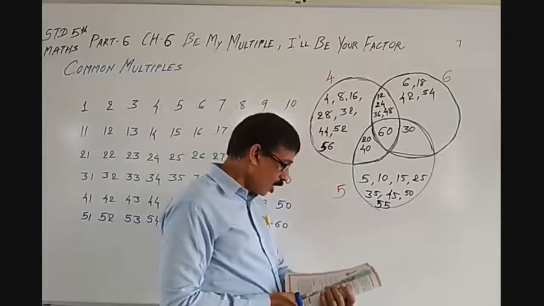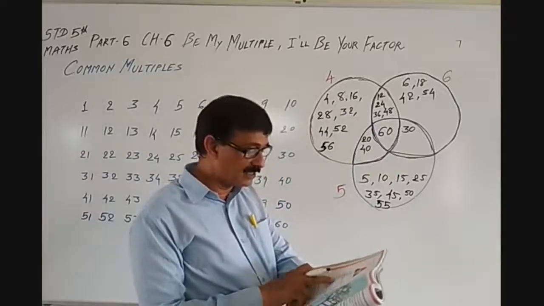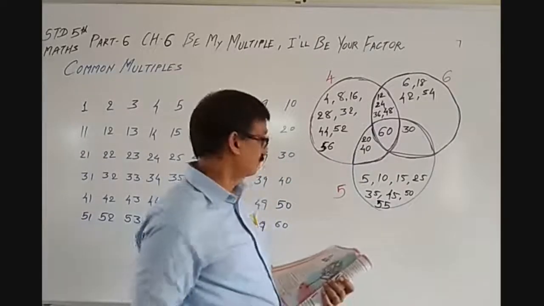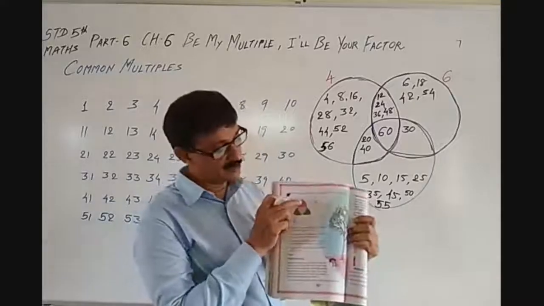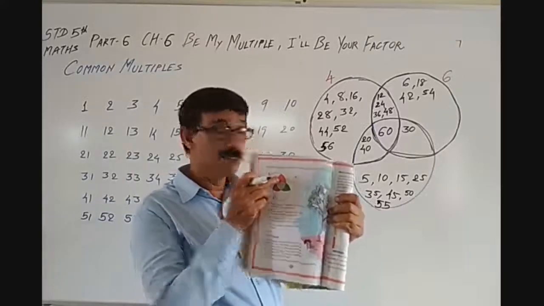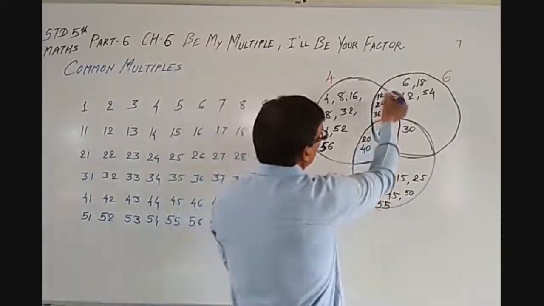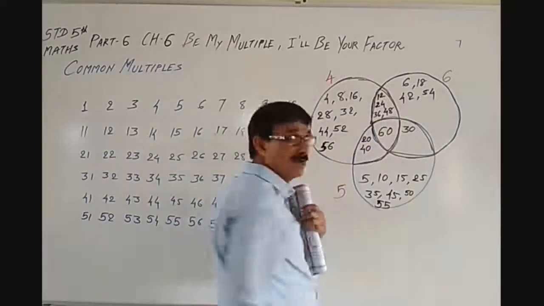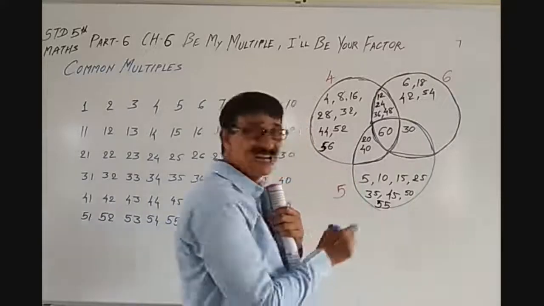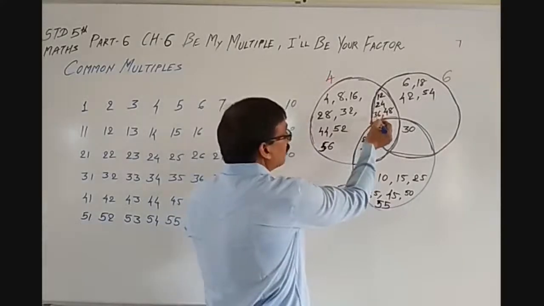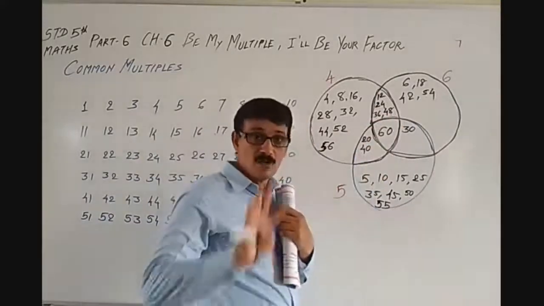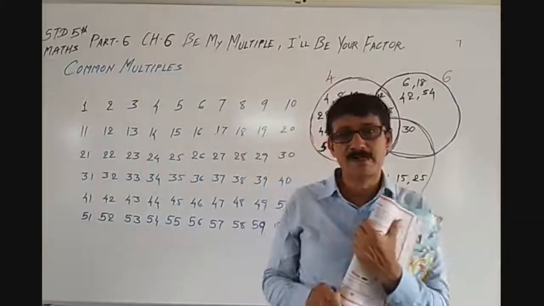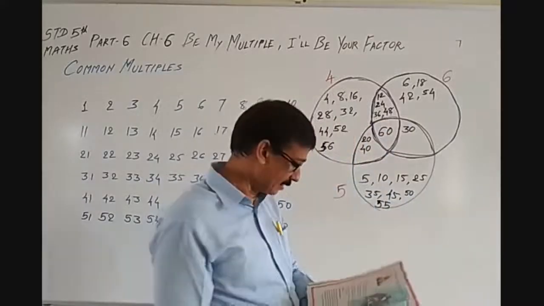Then after, what common multiples of 4 and 6 are written in the orange part? Now here you can see, there is an orange part, isn't it? So our orange part is over here. So these are the common multiples of 4 and 6. And which are those? 12, 24, 36 and 48. 4 common multiples of 4 and 6 are there.